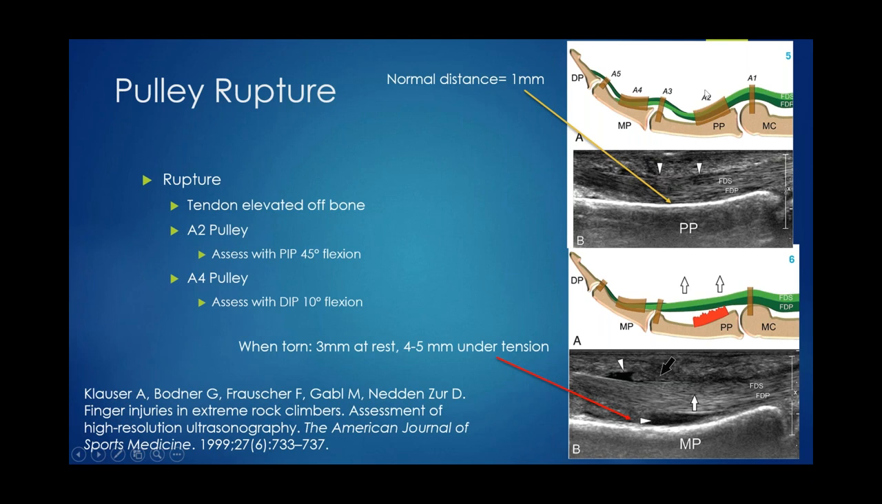If the tendons are allowed to bowstring off, then the patient will not have as much of a degree of flexion at the respective joint, thereby impairing their function. This diagram shows a rupture of the A2 pulley in this case, allowing the tendons to bowstring off the underlying phalanx. This sonographic image shows that process where the tendon is elevated off the phalanx here, and there is an effusion either within the tendon sheath or between the tendon and the underlying bone.